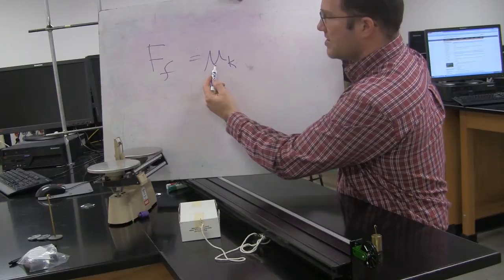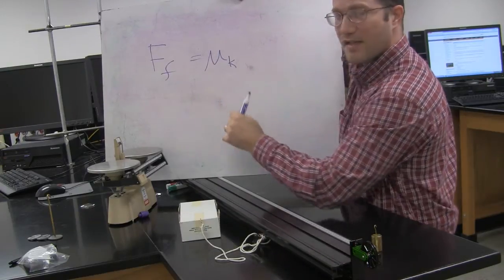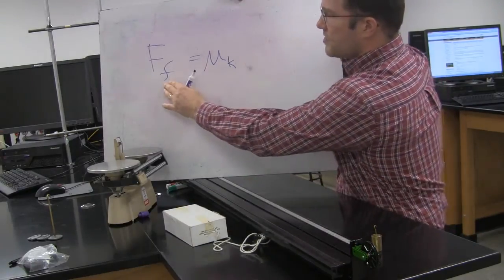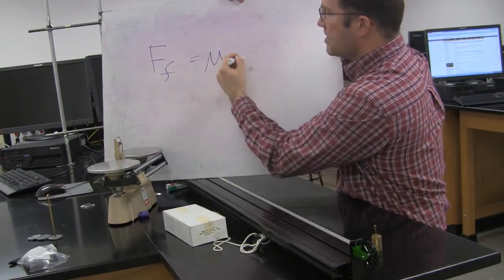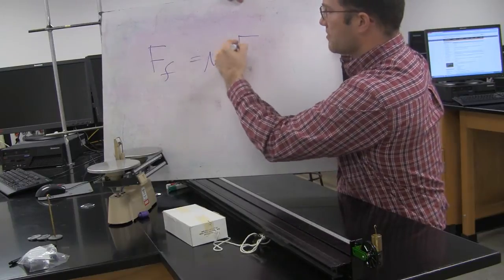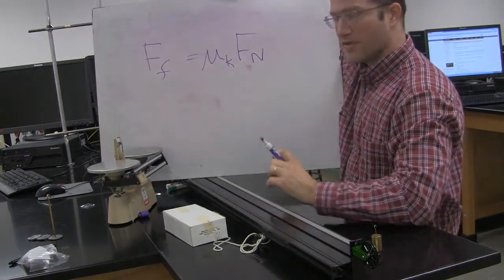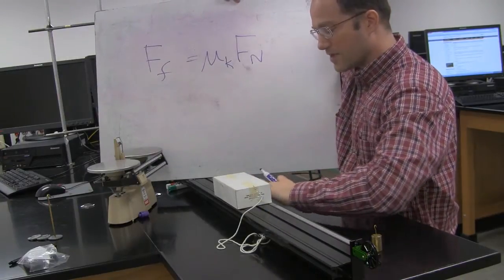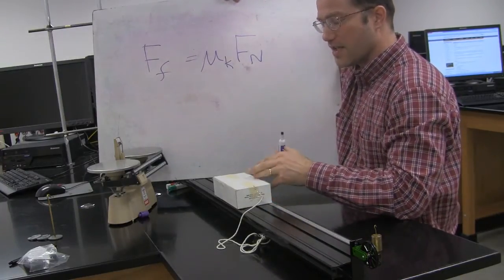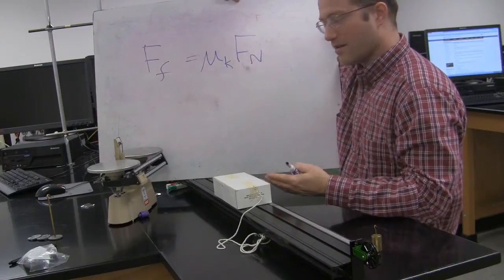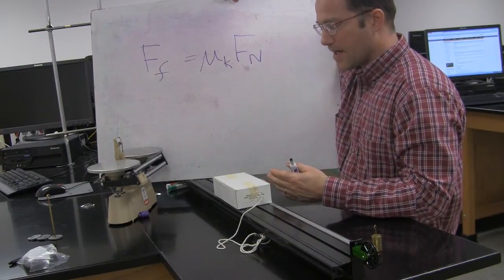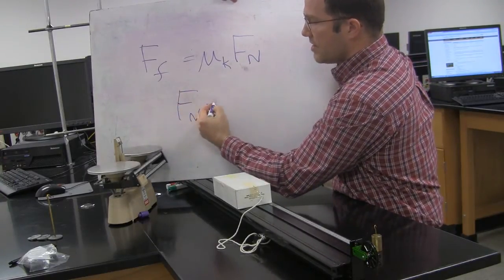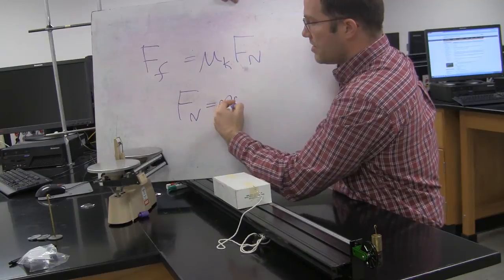Mu is the grippiness or stickiness of the interface between the box and the track. So the force of friction is equal to mu k times the normal force. Remember that the normal force is just the force that's perpendicular to the surface. In this case, when the surface is flat, the normal force is equal in magnitude to the weight of the box itself, mg. So we'll say the normal force, F subscript n, is equal to mg.